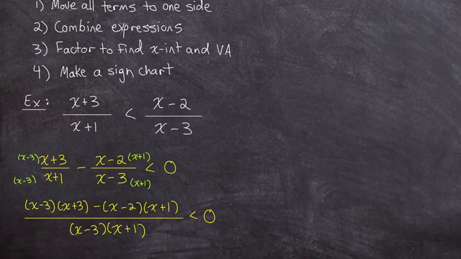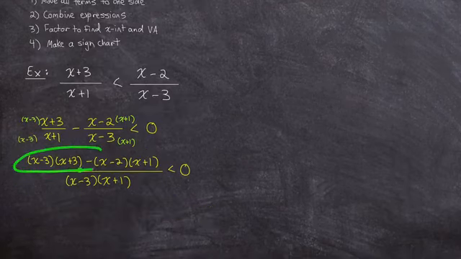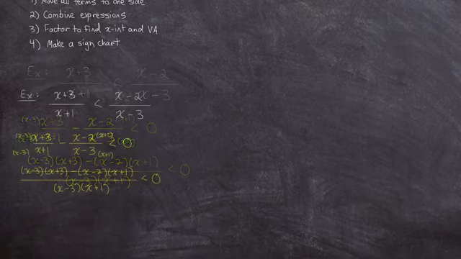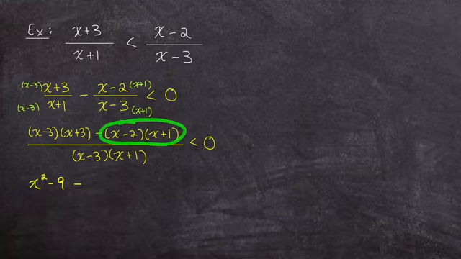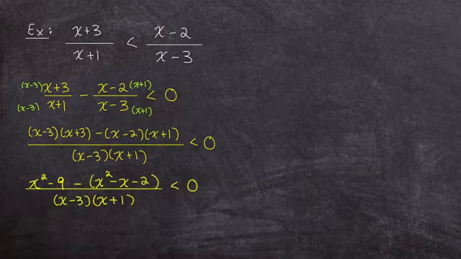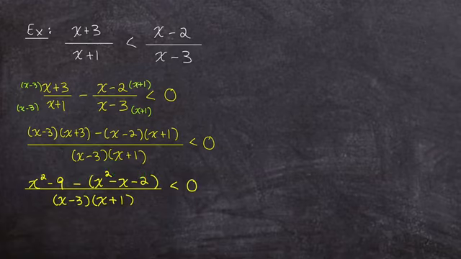And then let me make a bit of room so I can expand this numerator and simplify. If I do that, this first product is a difference of squares. It's x squared minus 9, minus this product, which would be x squared minus x minus 2. And then if I subtract all three terms in this polynomial, and then collect all the like terms in the numerator, it will simplify to x minus 7 in the numerator.